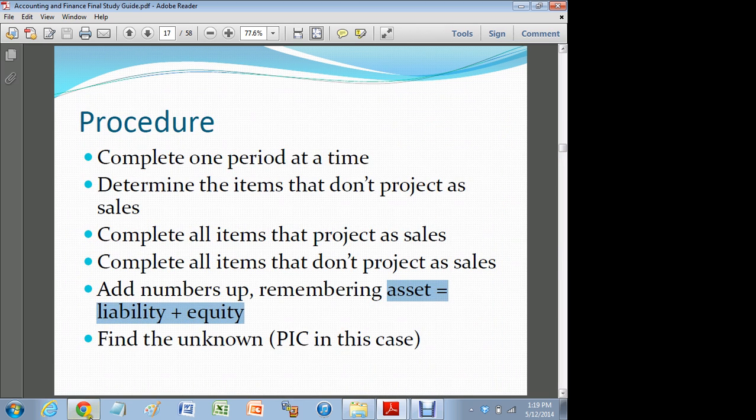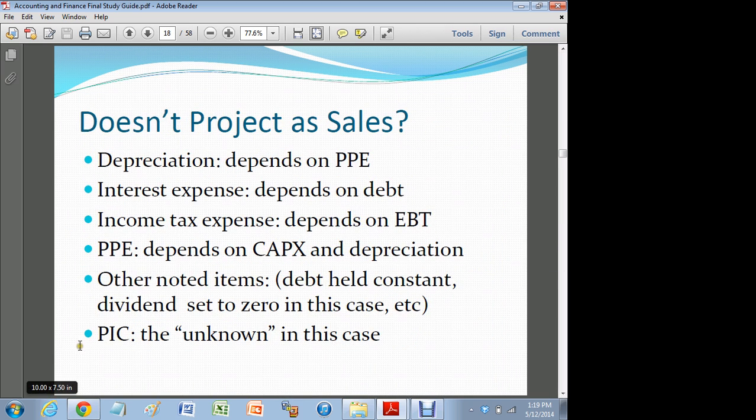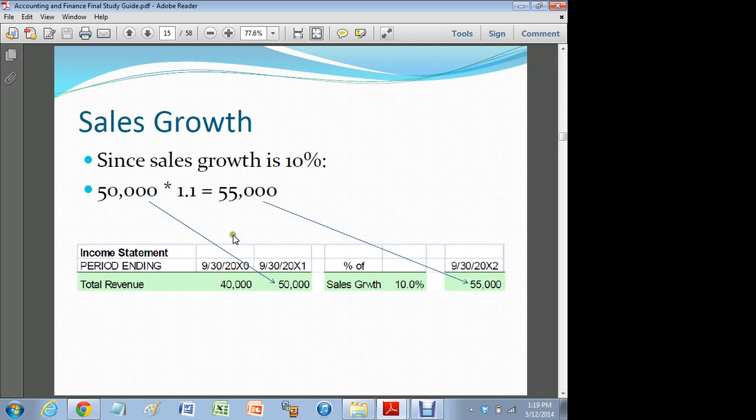And lastly, of course, what's not going to project is whatever you're solving for. That's the last term we're going to do. But everything else here, for the most part, follows the idea that it projects as a constant percentage of sales. So we're going to do those first because they all follow the same rule, which also makes it more important that we got this number right.